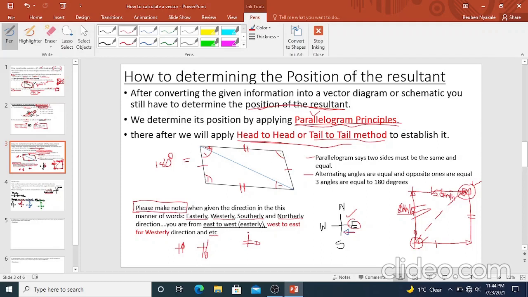But obviously you need to indicate your northeast, those cardinal points. You need to indicate those cardinal points, isn't it? You need to indicate them and draw an arrow to show that it is the direction blowing from west to east if they said westerly direction. Please make note of this here.